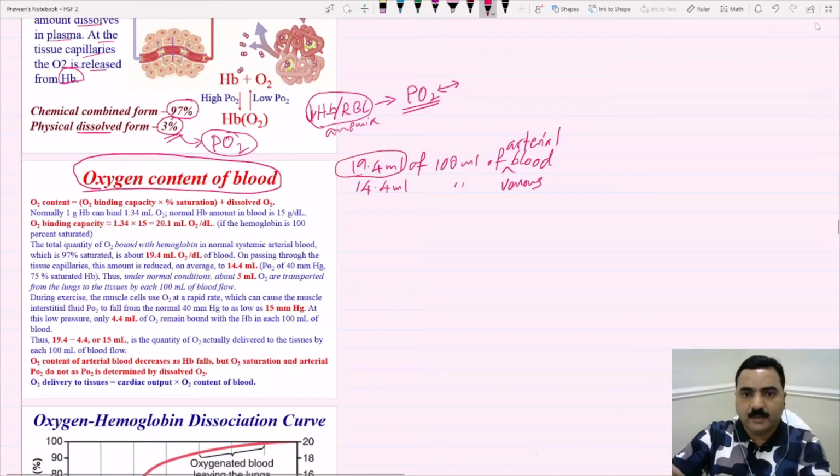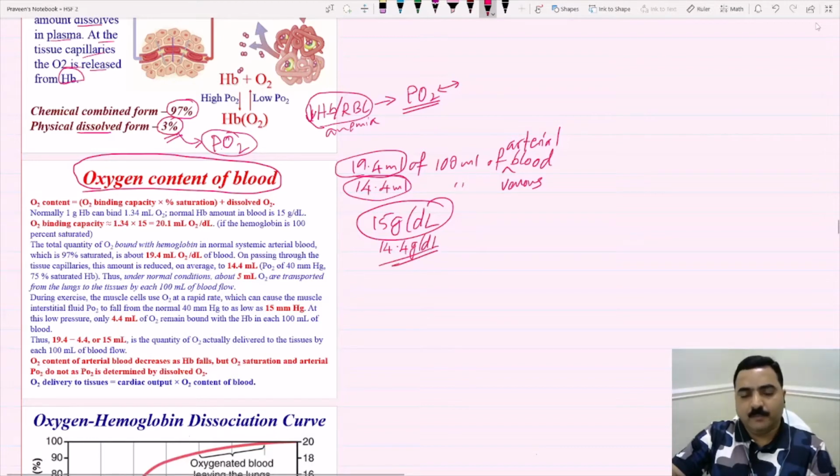How do we arrive at 14.4 and 19.4? We consider the normal hemoglobin concentration as 15 grams per deciliter, as the ideal value. It is slightly more in males and slightly less in females. You know those points already. Each gram can carry 1.34 ml of oxygen. So if you multiply that by 15, you get 20.1 ml.